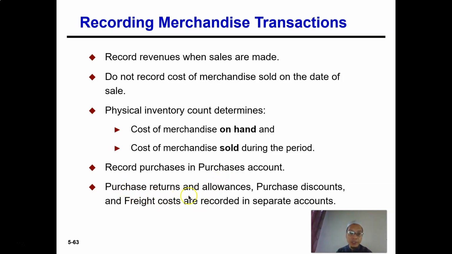Purchase returns and allowances, purchase discounts, and freight costs are all recorded using separate accounts. Whereas usually when there's a purchase return, purchase discount, or freight cost, we will update our inventory account. That is not done under the periodic system. Under the periodic system, we use all these separate accounts.